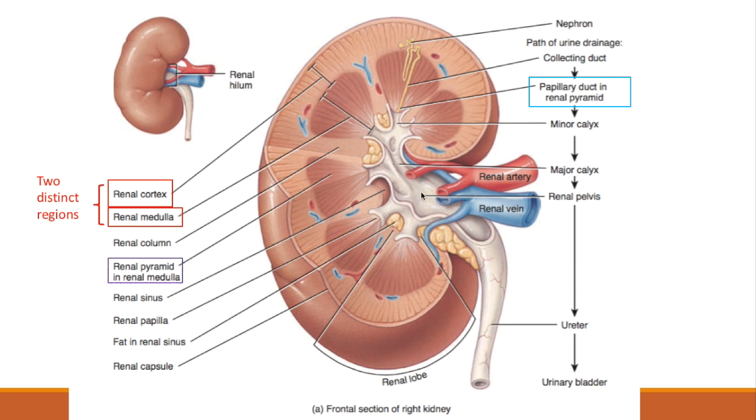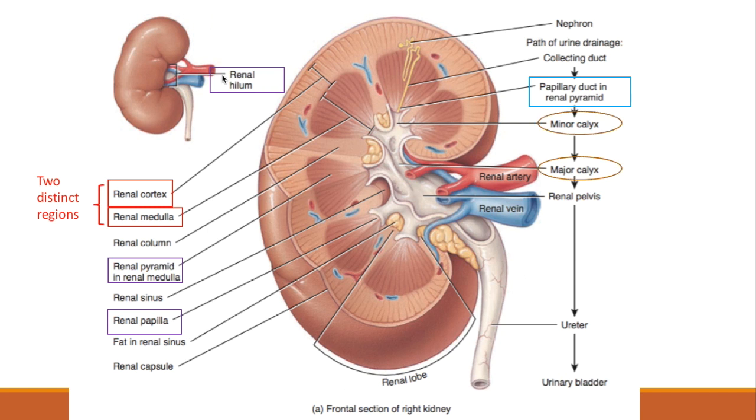The renal medulla consists of several cone-shaped renal pyramids. The base, or the wider portion, faces the renal cortex, while the apex, or the narrow portion, called the renal papilla, faces the renal hilum.